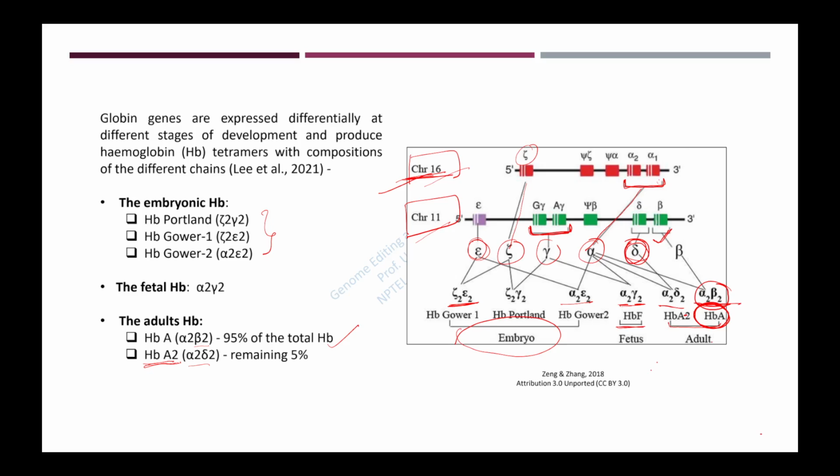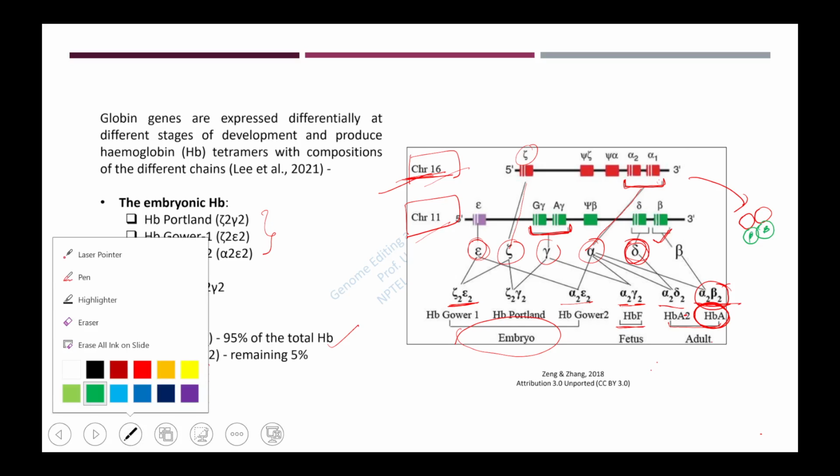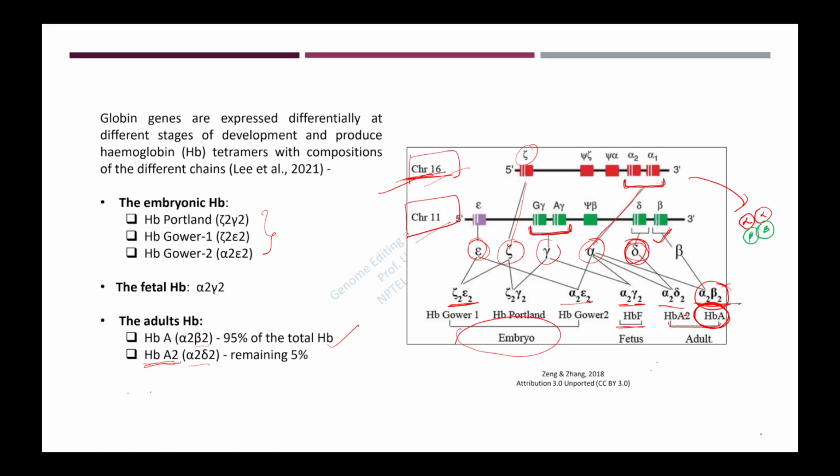So in this case, two subunits of alpha and two subunits of beta make the active hemoglobin HbA, which carries the function of oxygen transport in our body.